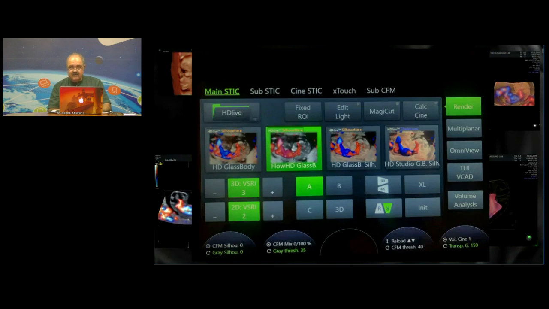If I want a Flow HD glass body, which means grayscale plus color, I press this and I get that. If I see this here, it's a glass body silhouette. I have outlines of my grayscale, some degree of outline of my vessel, and I get that. And if I want to play around with the light and get more information, I can work on a studio system. I can play with my color flow silhouette outlines here at the left bottom, my gray silhouette. I can alter the gray threshold. I can actually alter the transparency of the whole image and also alter the threshold of my color flow mapping.